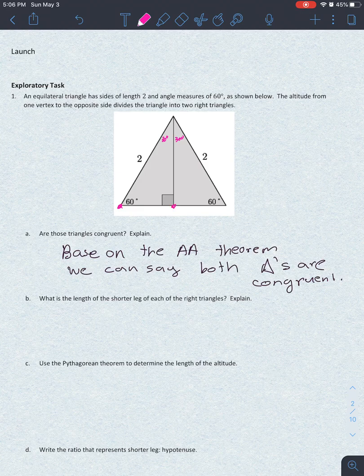So remember, the original from here to here is a length of 2, since it's an equilateral triangle. But we want to know what's from here to here, so we know that it's half, and it's going to be 1. And also, we didn't assume that it's half. It told us that the altitude, which is this line in the middle, splits it into 2 triangles. So we know that this is 1. So our shorter leg is 1, and you can say that it's half of the original length.